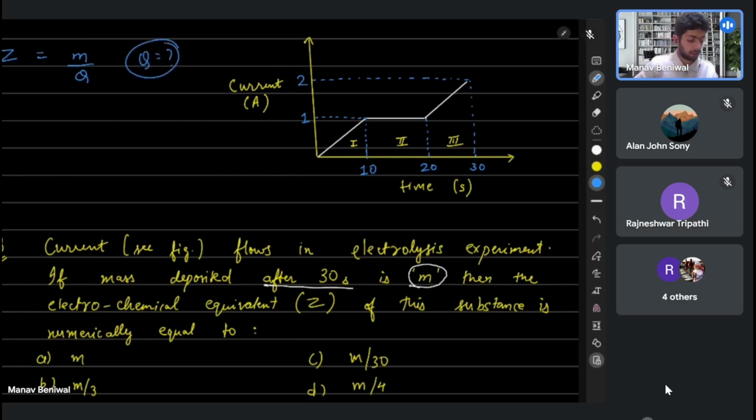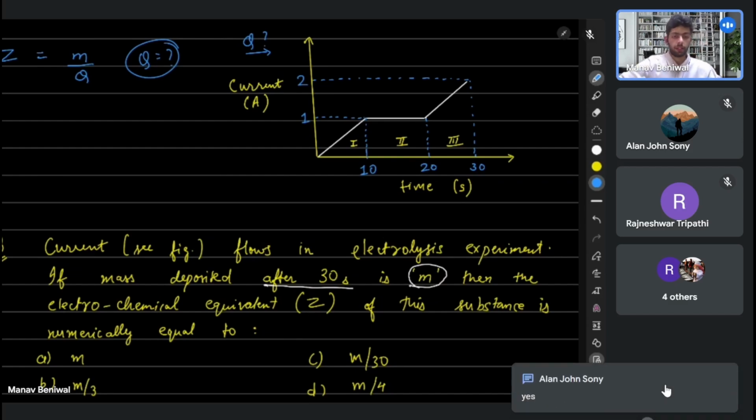So from this figure, can we calculate q? We have current and we have time. Can we find out q? What do you think? Yes? Yes. Right.